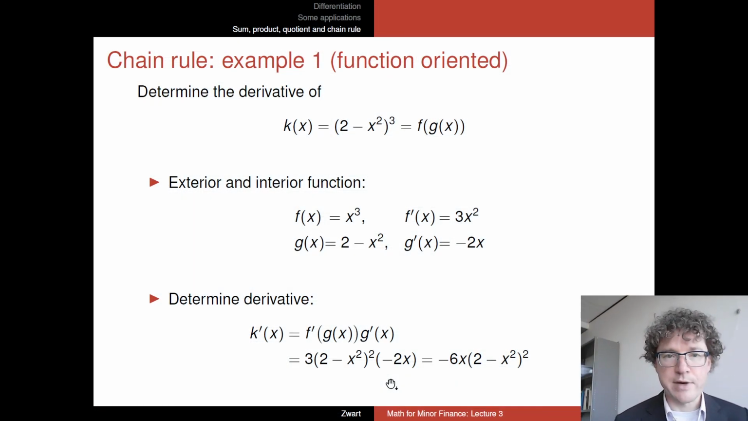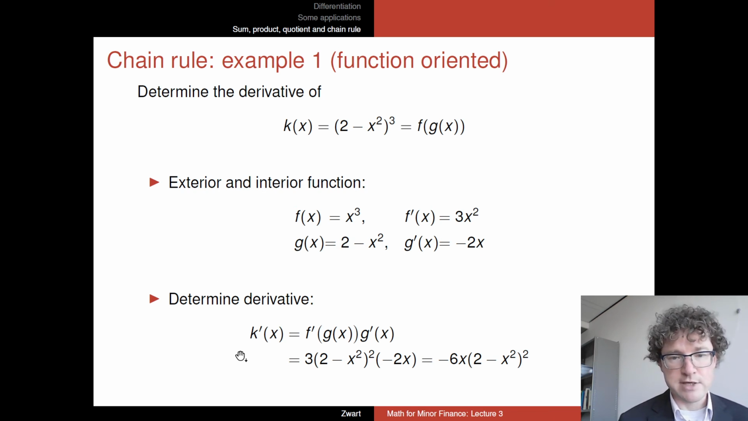So let's see that happening again on the slide. So we have k of x is 2 minus x squared to the power 3. So the exterior function is this cube. We cube the function g of x, the function 2 minus x squared, which is over here. And we use the chain rule then to determine the derivative of the resulting function k of x.